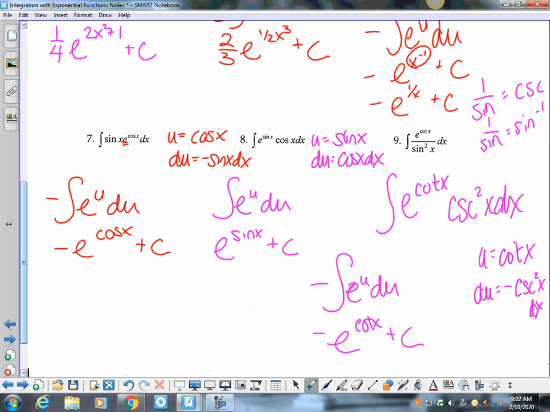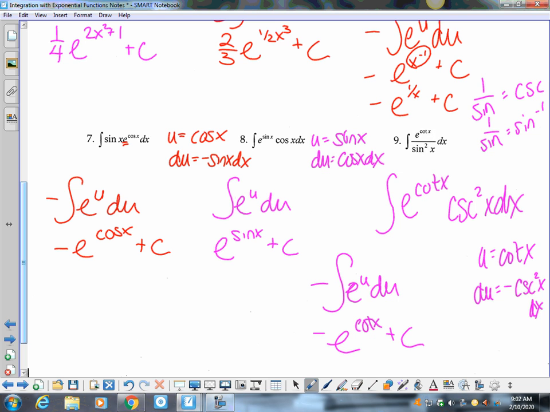Okay. So if you let your u be x, think about what number 13 would be. That would be e to the u times e to the u plus 1 squared. Do you see how that does not fit this rule? So let your u be the meat. So what's the meat of number 13? e to the x plus 1. So your u is e to the x plus 1.